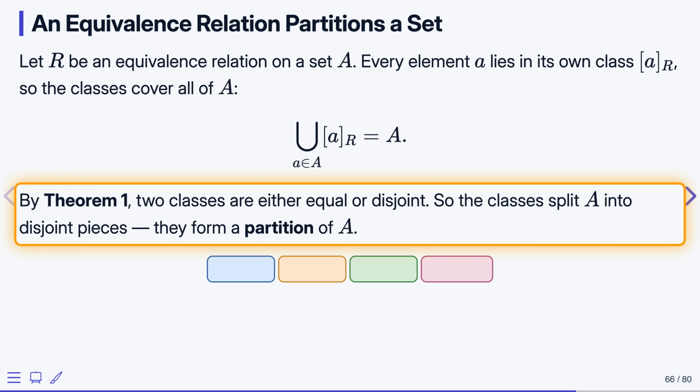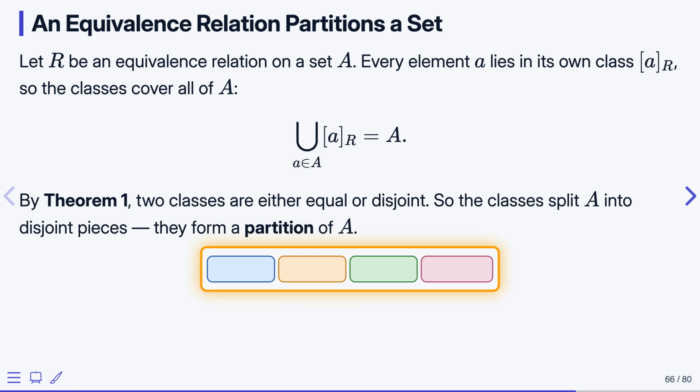Now use Theorem 1. Any 2 classes are either exactly equal or completely separate. There is no partial overlap, so the classes are disjoint pieces that cover A. That is exactly what a partition is. Each colored block in the strip stands for one class.